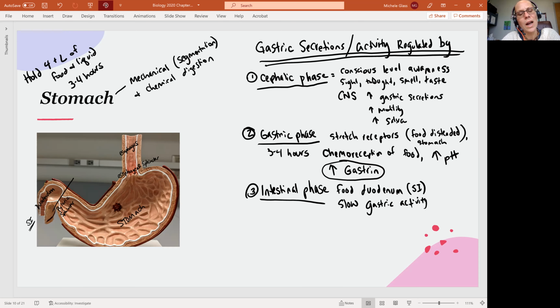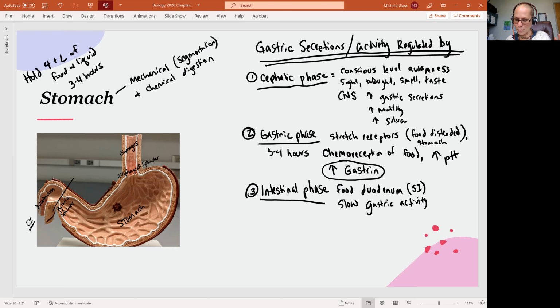And then a little bit more enters into the small intestine, and then we tell the stomach to stop, and then we process it. And then that continues. And this is why it's taking like 3 to 4 hours to digest a meal, because you're doing it just these tiny little, I'm going to say, squirts at a time.